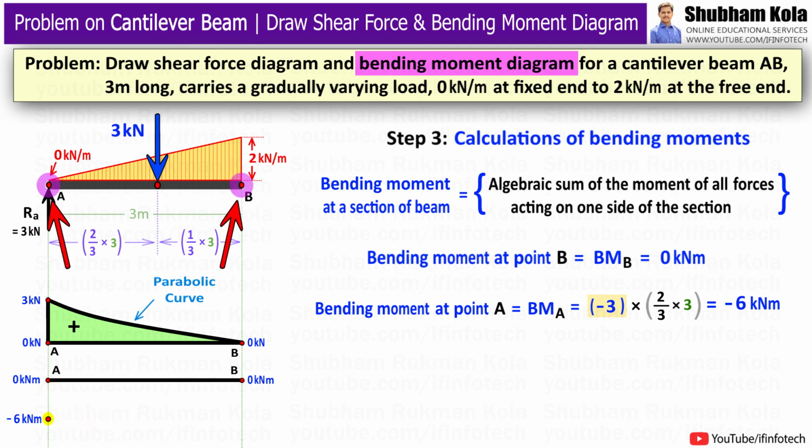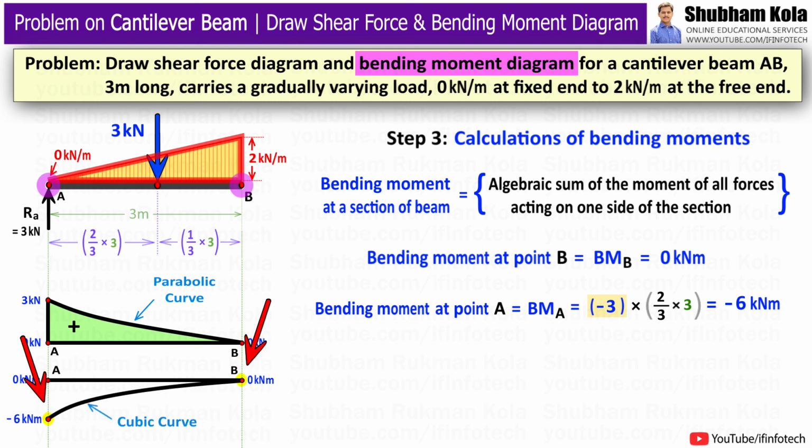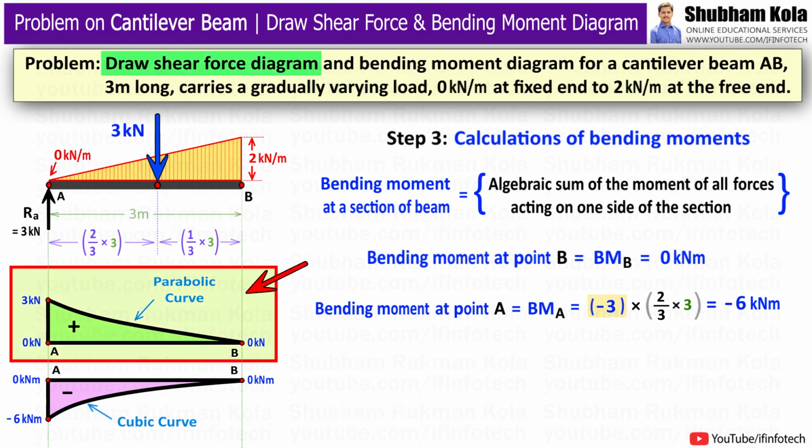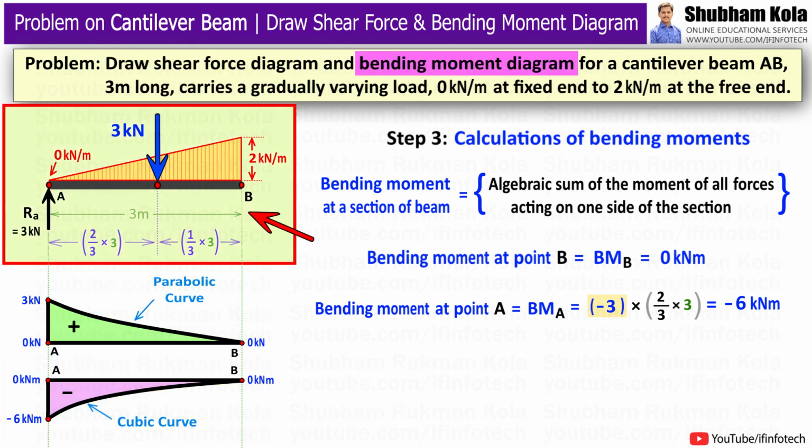And here if you can see, between point A and point B, there is a gradually varying load. And to draw the bending moment diagram, I will indicate the gradually varying load with a cubic curve. Hence I will join these 2 points with a cubic curve. And I will connect these 2 points with a vertical line. Now since I can see this bending moment diagram is drawn below the reference line of 0 kN bending moment, hence I will show this portion by minus sign. So here we have completed the shear force diagram and bending moment diagram for this cantilever beam.